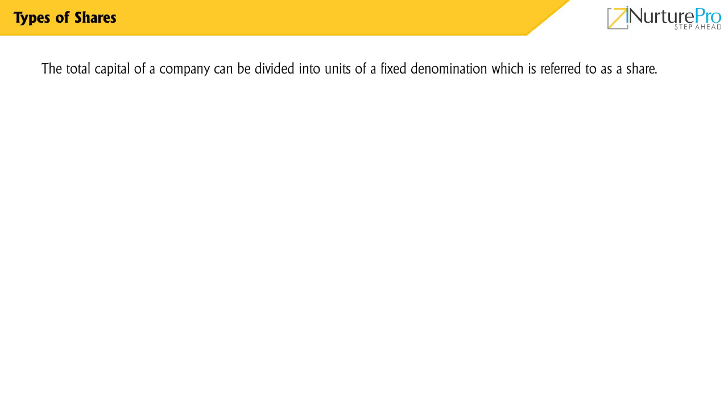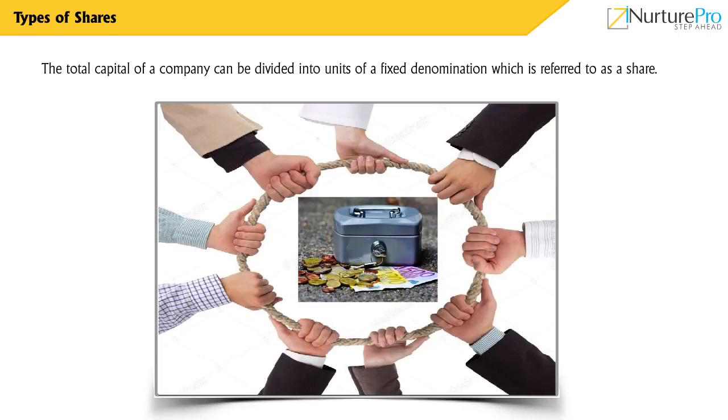The total capital of a company can be divided into units of a fixed denomination, which is referred to as a share. Shares are units of ownership interest in a corporation or financial asset that provide for an equal distribution in any profits, if any are declared, in the form of dividends. A share is a fractional part of the company's share capital, which indicates certain rights and liabilities.